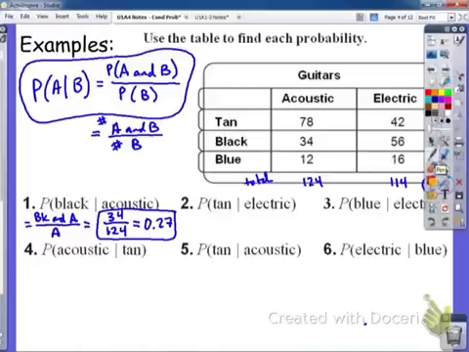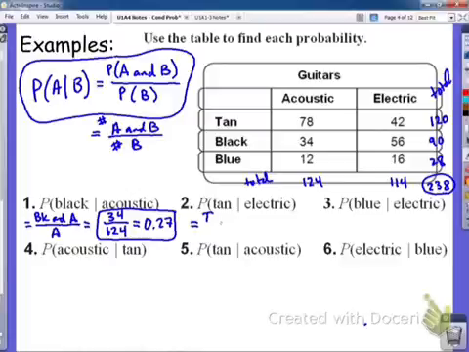All right, so now we want to select a tan guitar given that we select an electric guitar. So what's the probability that that happens? This is equal to the number of guitars that are both tan and electric divided by the number of electric guitars.